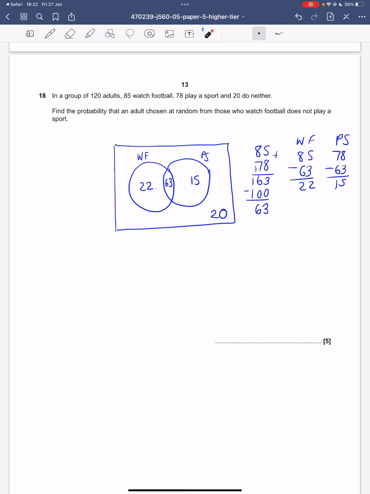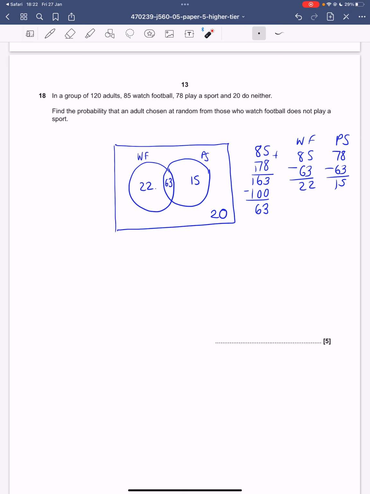So take away that first of all. These have got to add up to 100. If there was no overlap, we would end up with 163 people in the boxes. So the 100 means there's 63 in the overlap, because we only want 100 in the boxes. Then you do 85, take away the 63 in there, and 78, take away the 63 goes in there.